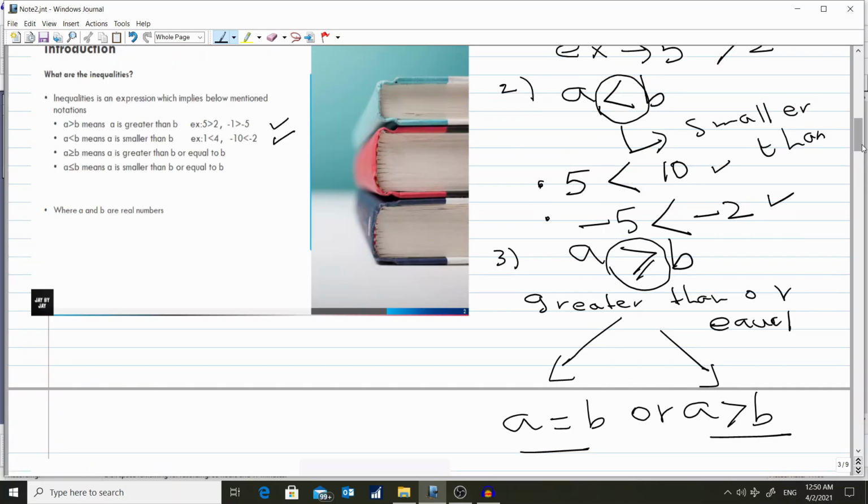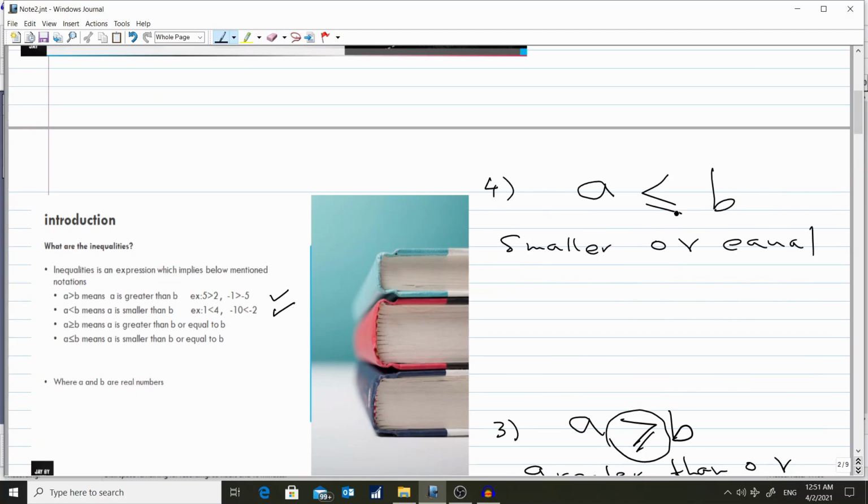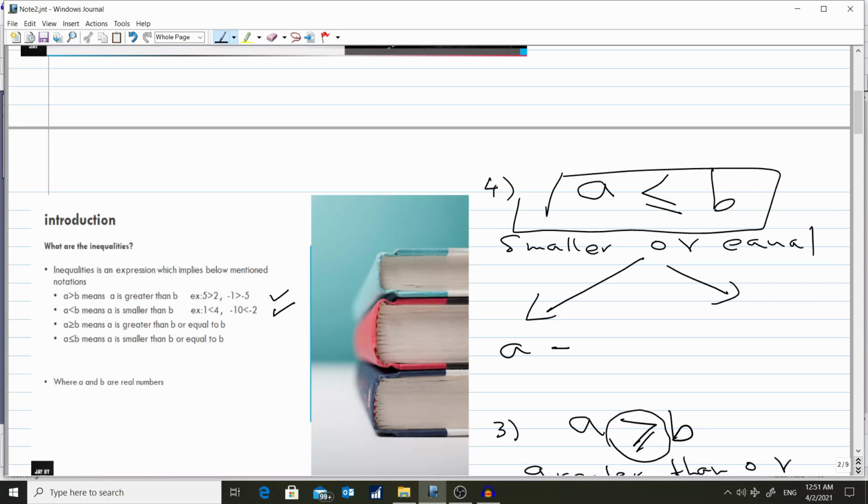Let's move on to the final one, a ≤ b, a smaller than or equal to b. We don't need to go for an example here, but there are two conditions that can happen to satisfy this main inequality expression. It can be a equal to b or a smaller than b. This one or this one can be satisfied if this one is acquired.